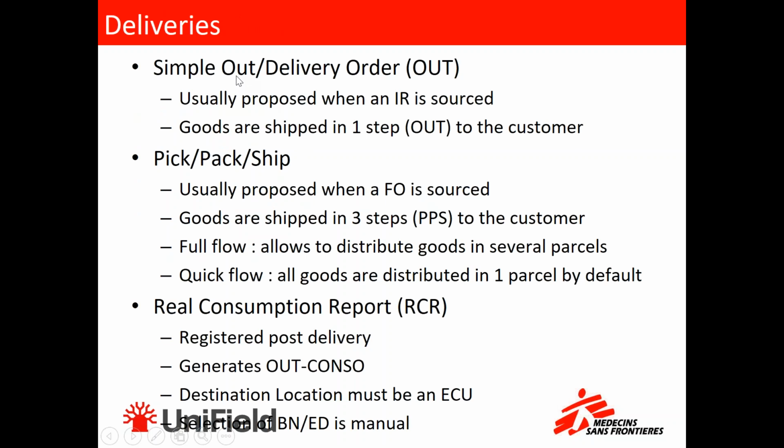Before coming to the new things on the pick pack ship, let's briefly summarize how you can do deliveries within Unifield. Basically, we have three ways. They have always been there, and there is nothing new. There is something called simple out, also called delivery order. It's the name of the document, or OUT, which is the acronym commonly used. This is usually proposed when you sourced an ER from a stock, or when you source it on an order. An internal request. An internal request, exactly, yeah.